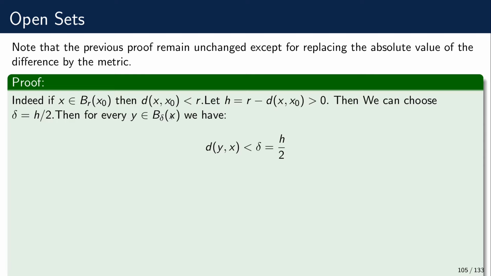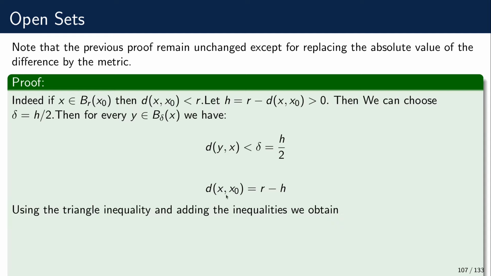Now take any point y in the ball with radius delta around x. It satisfies that the distance of y from x is smaller than delta, which we chose as h over 2. This h is actually the distance to the boundary, so to say. And the distance of x from x0 is r minus h. Now we add those two and use the triangle inequality for the metric. This gives h over 2 plus r minus h, which is r minus h over 2. Since h is a positive number, this is strictly smaller than r.